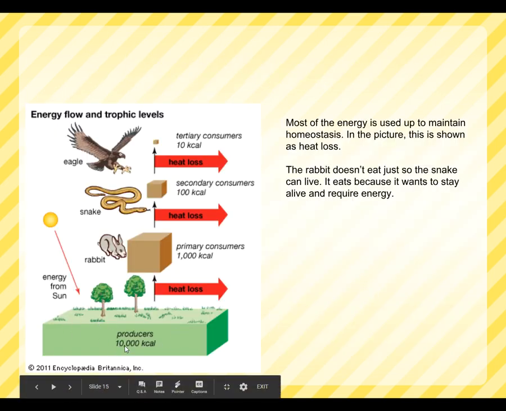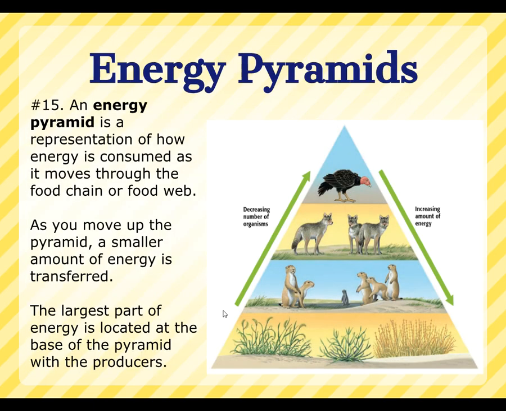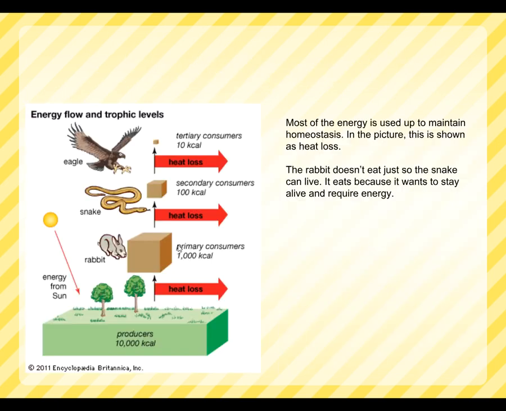You've got producers, 10,000 kilocalories, or calories is what we call it. 10,000 kilocalories here. By the time the rabbit eats some of the grass or whatever the producers are, it's only going to get about 1,000 calories. 90% of it is getting lost to maintain homeostasis. So just like back here in this example, the prairie dogs are busy burrowing. They're using their muscles to dig in the dirt and doing all kinds of other stuff. They're not worried about the coyotes eating them. In this case, the rabbit is not worried about the snake eating it, as far as like, this is why I've got to eat so the snake can eat me. It loses its energy through heat loss, through maintaining homeostasis.